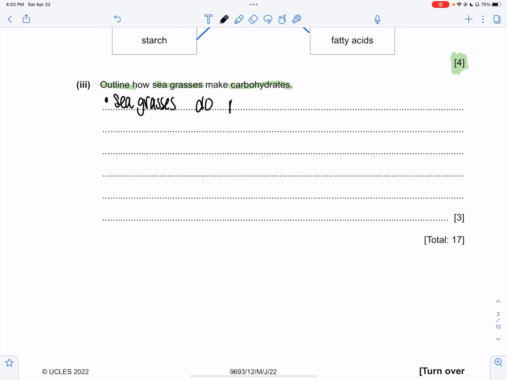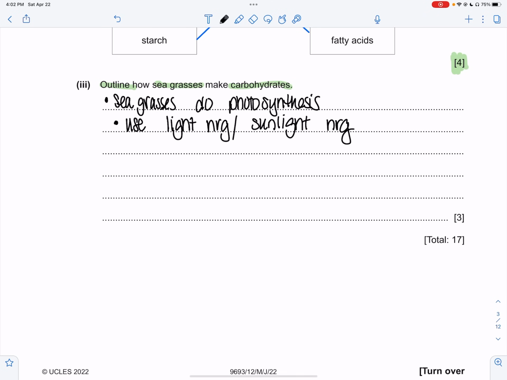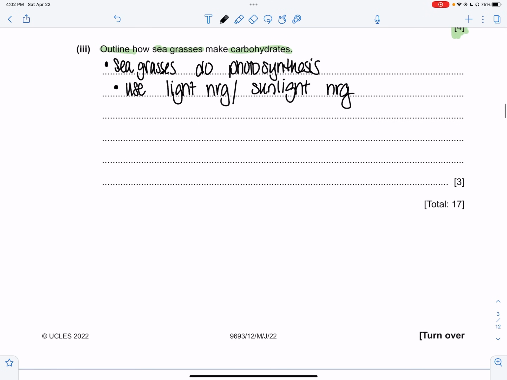Seagrasses do photosynthesis. Don't just put photo. Photo means light, does not mean synthesizing glucose or carbohydrates or organic material. Okay, and they use sunlight energy. NRG, energy.